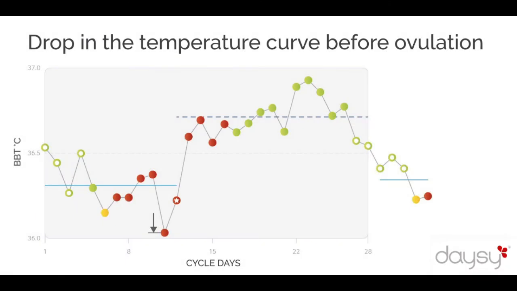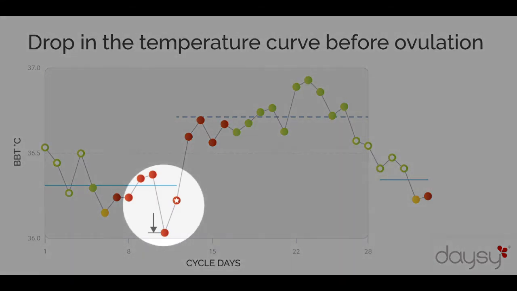As you can see from this example curve, there are curves where the last value before ovulation is significantly lower than most other days measured before. The reason for this is the increased estrogen level shortly before ovulation. Good to know! This is the ideal day for sexual intercourse if you want to conceive.